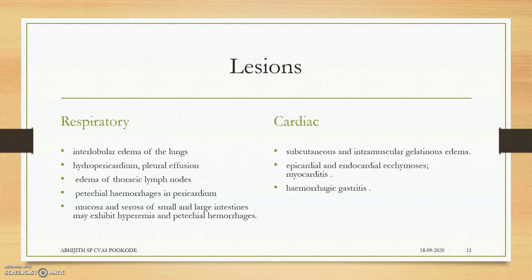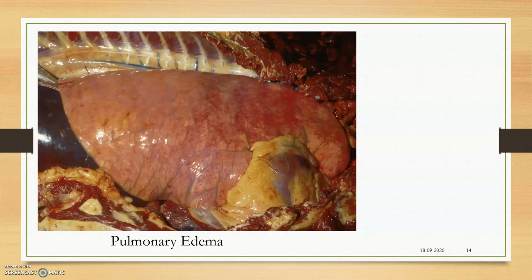Lesions in the respiratory and cardiac forms: you can see edema of the thoracic lymph nodes. The respiratory lesions will be mainly confined to the respiratory region, and in the cardiac form to the cardiac region. Whenever the respiratory system and cardiac system are both affected, as in the mixed form, the death rate is increased due to asphyxia and myocardial infarction.